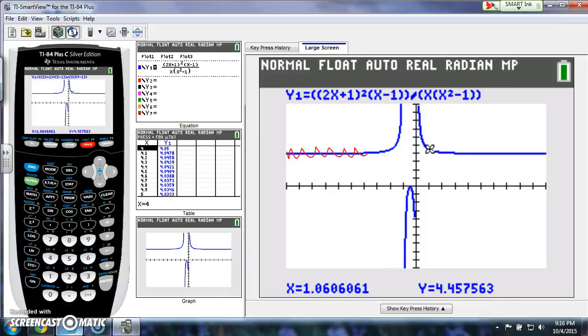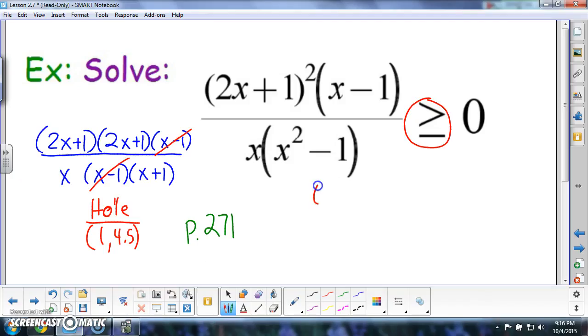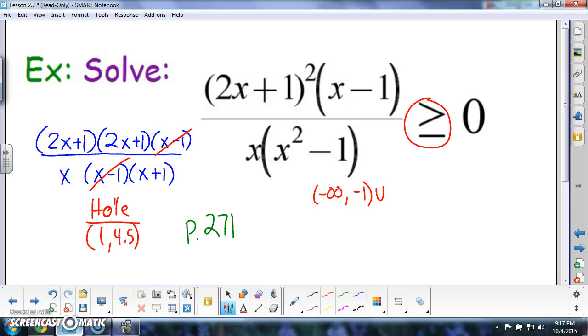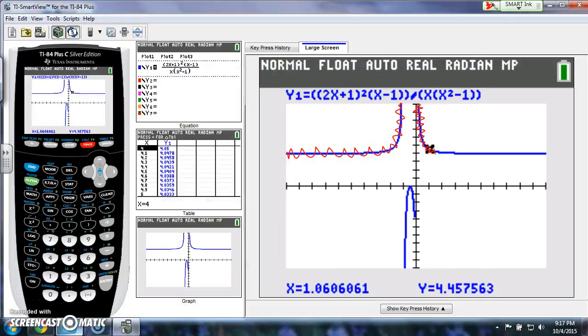Negative infinity until we get to this first vertical asymptote at -1. I always put a parenthesis on an asymptote. Okay? Then, we've got another region. Let's see here, it looks like from 0 until we get to that hole, so from 0 to 1, I always put a parenthesis on a hole, and then it looks like there's another region, and that's from 1 to infinity. It's above the x-axis.